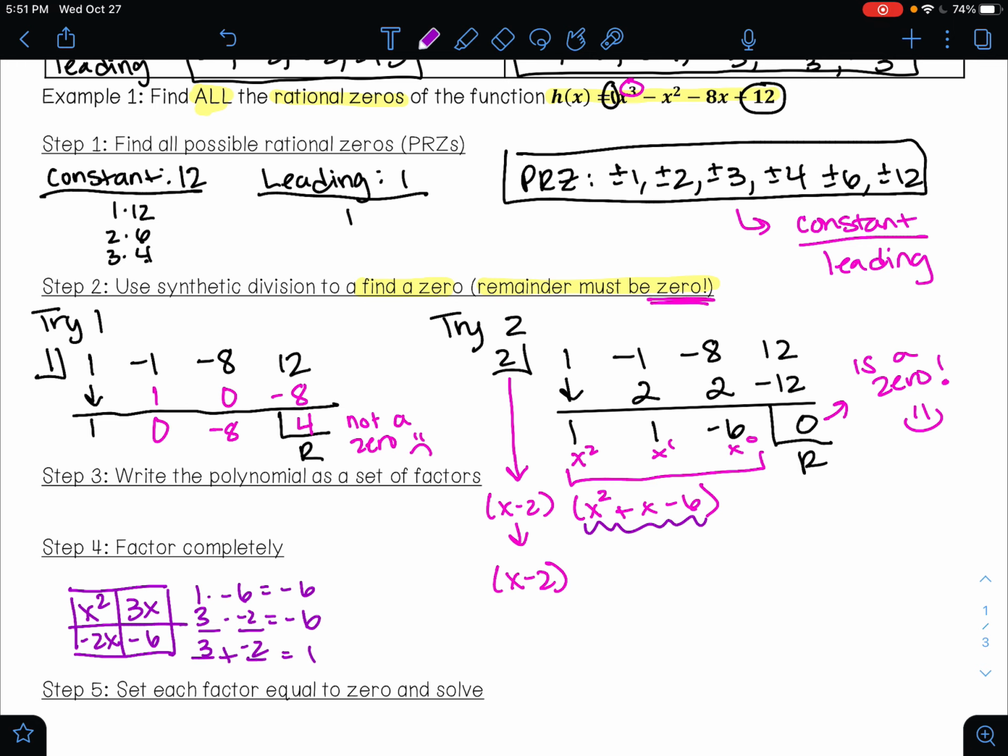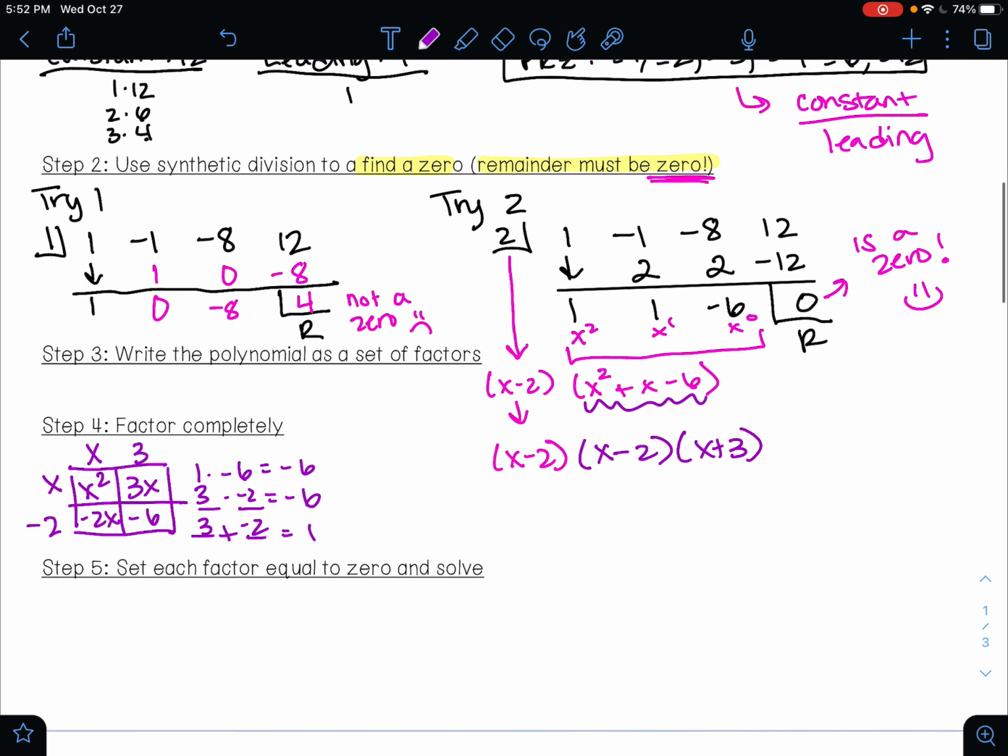On the top box, my GCF is x. In my bottom row, my GCF is -2. On the left side, my GCF is x. And on the right side, my GCF is 3. So this factors down to x minus 2 times x plus 3.